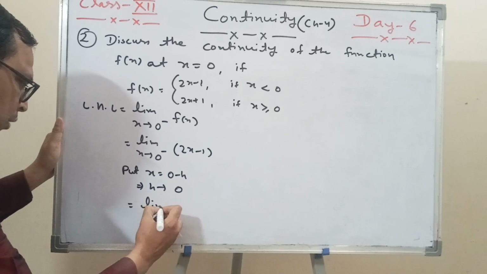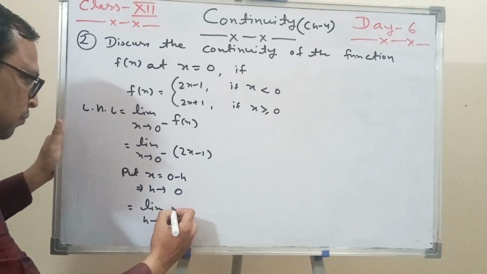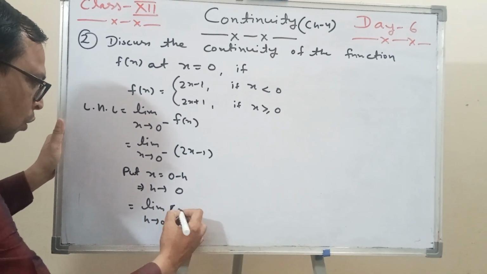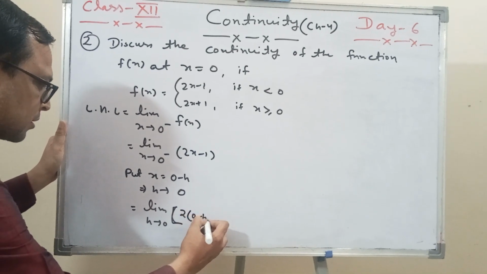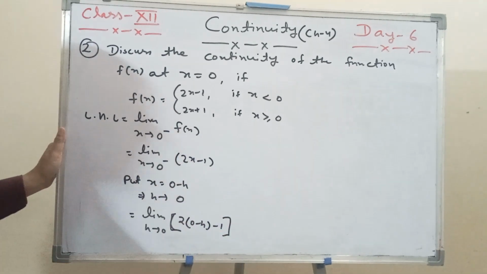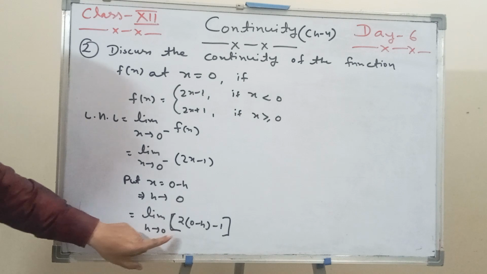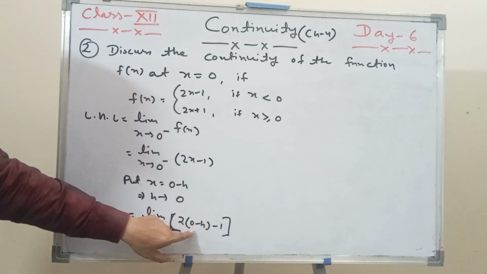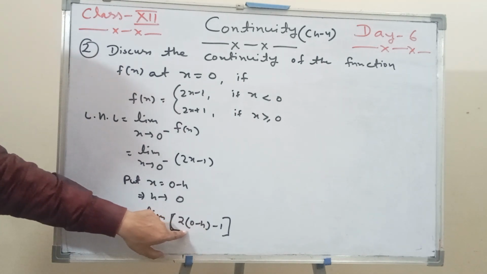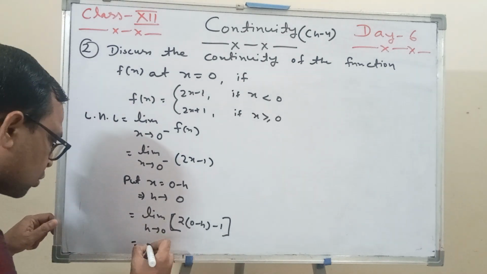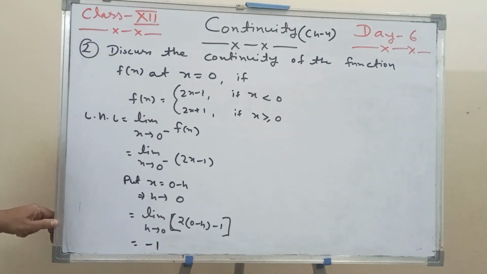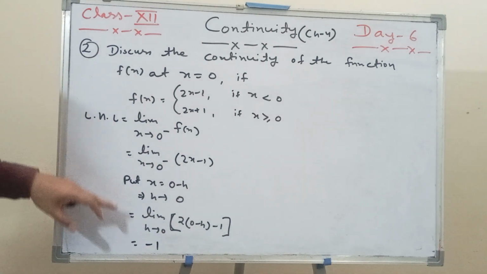Now the function is converted, h tends to 0. In place of x, we replace it here with 0 minus h, minus 1. When we put h equals 0, so 0 minus 0, the whole term becomes 0, which equals minus 1. Now the LHL is minus 1.